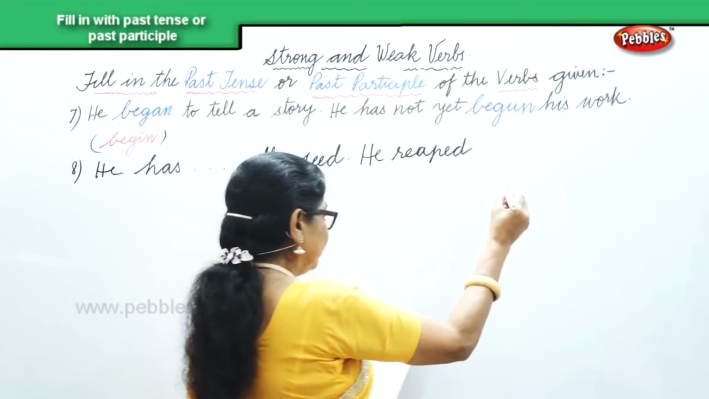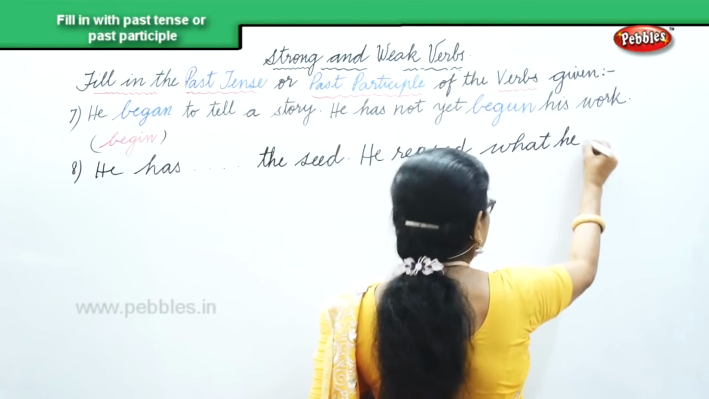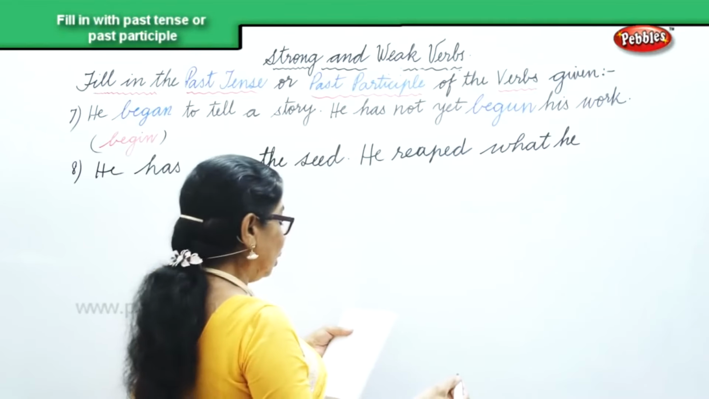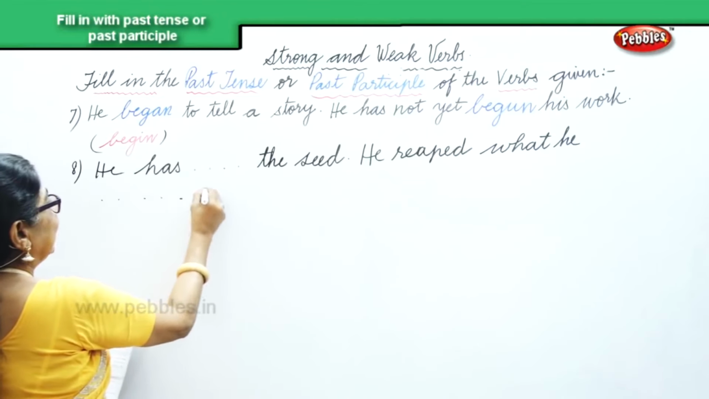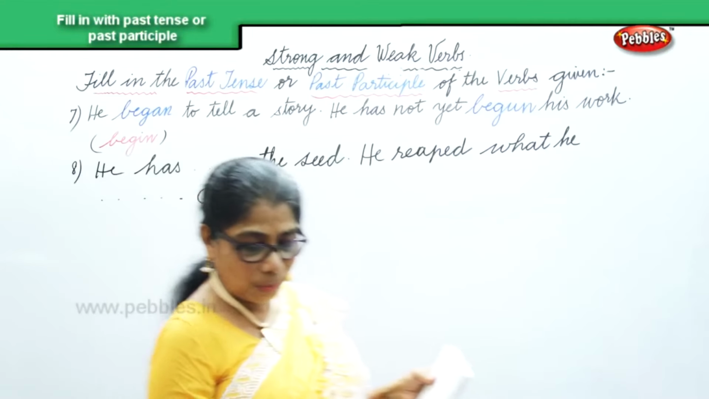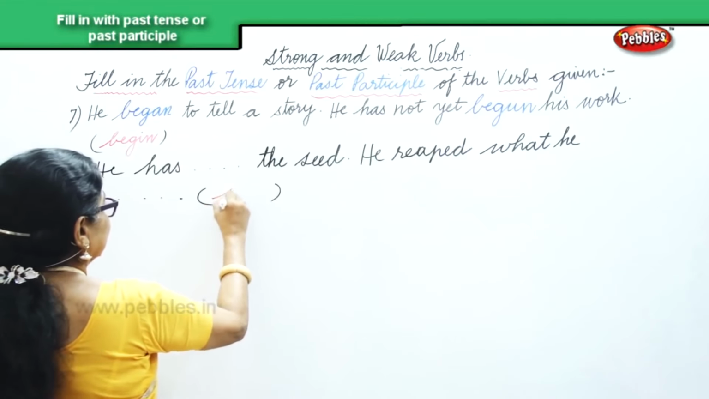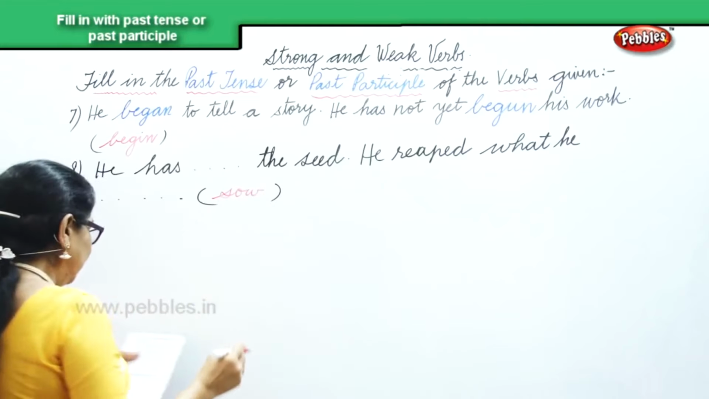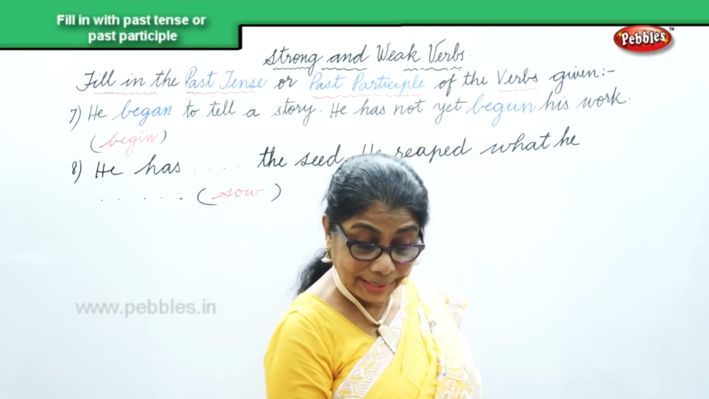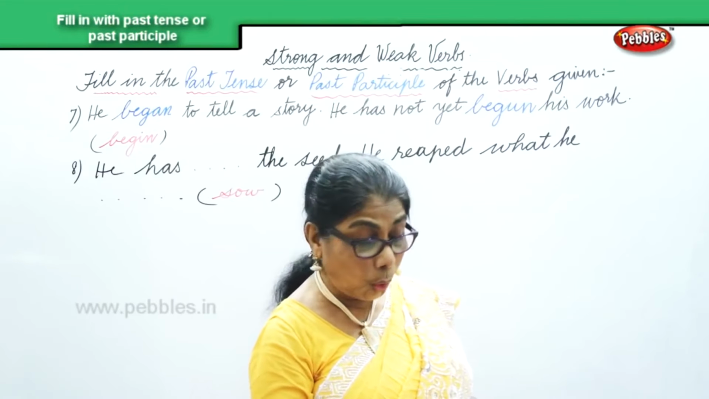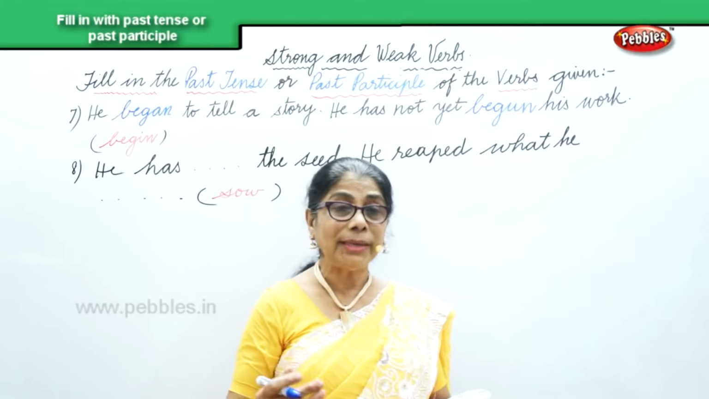He reaped what he sowed. The verb, present tense, is given to us: sow. You sow the seed, present tense. You sowed, with -ed, that's the past tense. And he has sown the seeds.